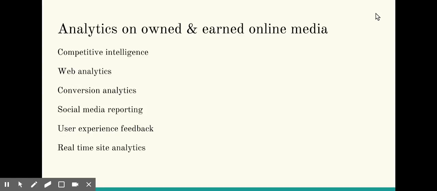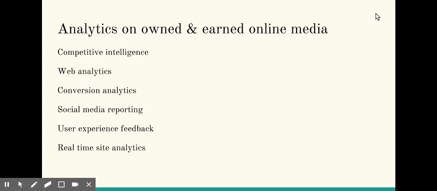User experience feedback is once again related to your own website, but this is more qualitative than quantitative. So often you're asking people, how was your overall experience? And what can we do to improve your experience on our website? And so this is basically an online survey that you ask people to take after they're finished playing around on your site. And then finally, there are real-time site analytics.